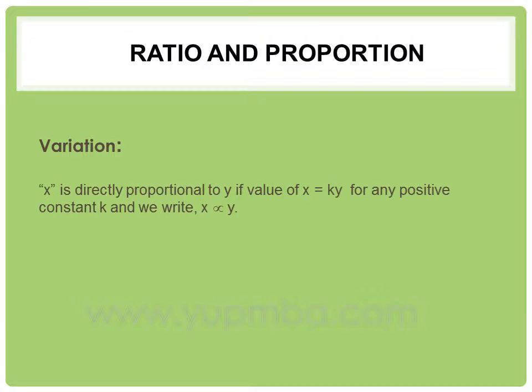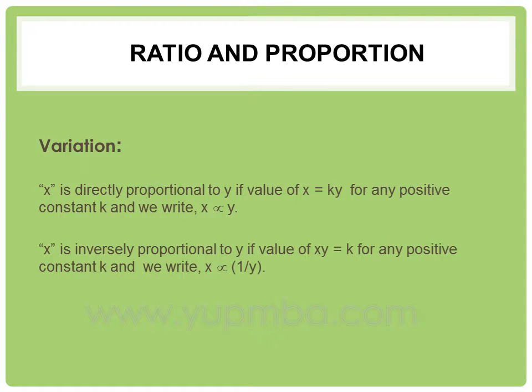Variation. X is directly proportional to y if the value of x is equal to k y, for any positive constant k, and we write x proportional to y. X is inversely proportional to y if the value of x y is equal to k, for any positive constant k, and we write x proportional to 1 by y.